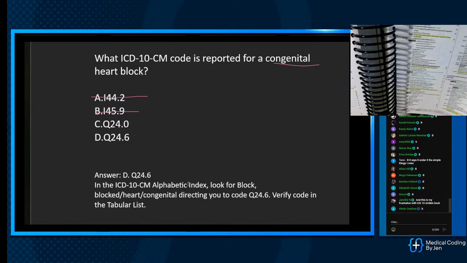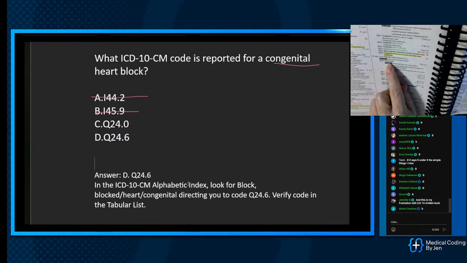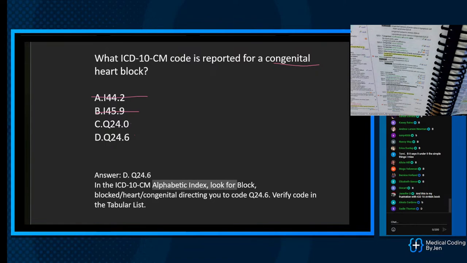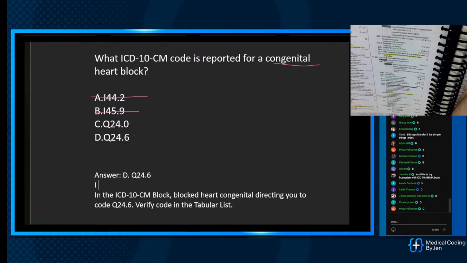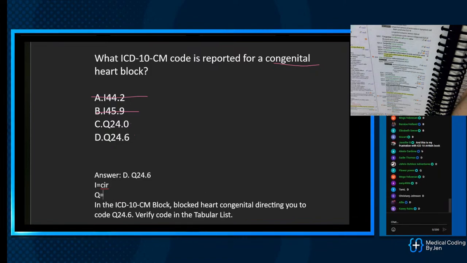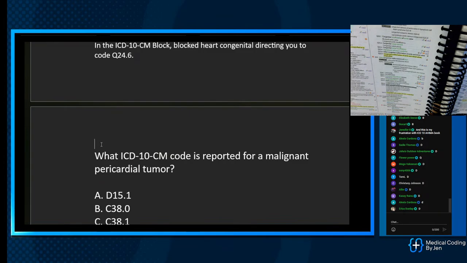Super helpful. Point 0 is the dextrocardia, and point 6 is the congenital heart block. Says it plain out. Super nice, super handy dandy. I don't know why it says look in the freaking index. Not going to have time for that. We're just going to verify in the tabular list. Silliness. Silliness. Can't do that.